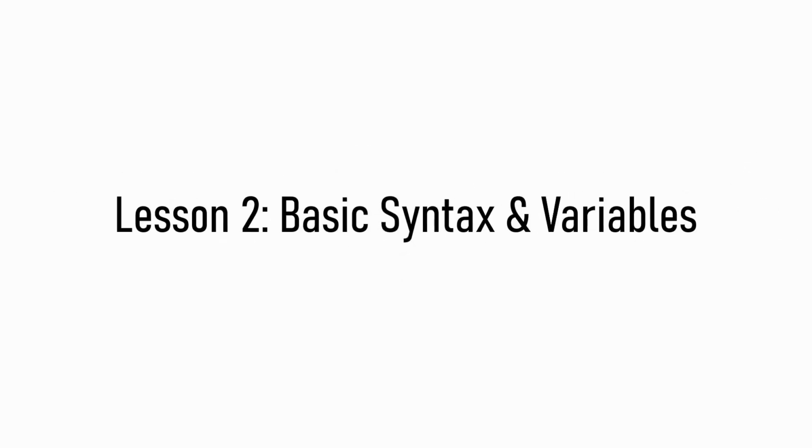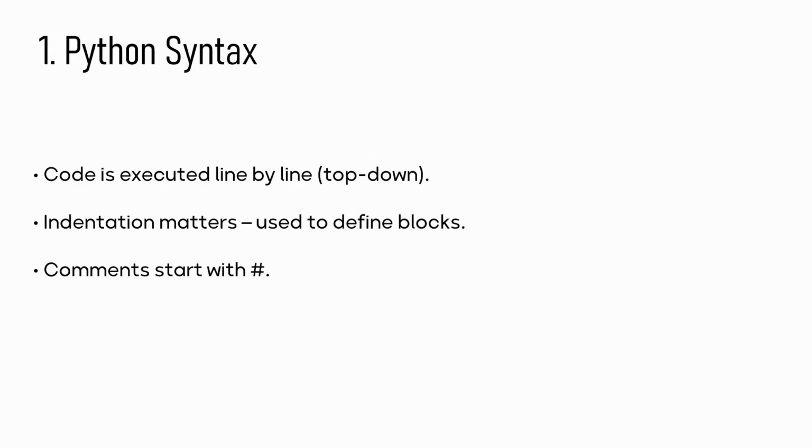Lesson 2. Basic syntax and variables. Python syntax. In Python, code is executed line by line, from top to bottom. One of the most important things to remember is that Python uses indentation to group blocks of code. Unlike many other languages that use curly braces, Python relies on whitespace, usually 4 spaces or a tab. This helps make code cleaner and easier to read.